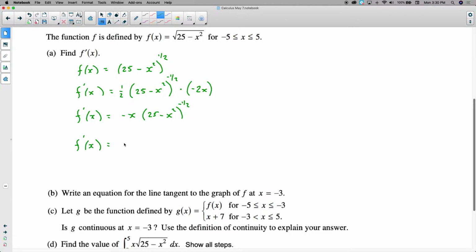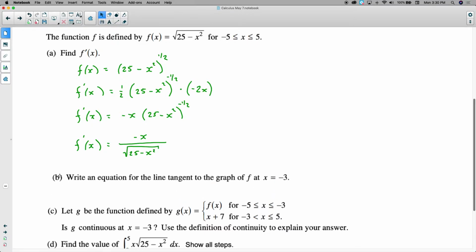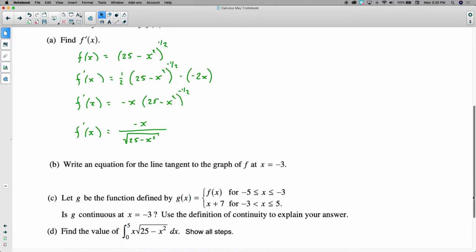But because the problem started out in its square root notation, I'm going to go ahead and put things back into square root notation. And it's a negative power, so it comes down below. Okay, so there you go. That is my f prime of x. Done. Part A is over. Part B, we're going to need more room for that, that's for sure.